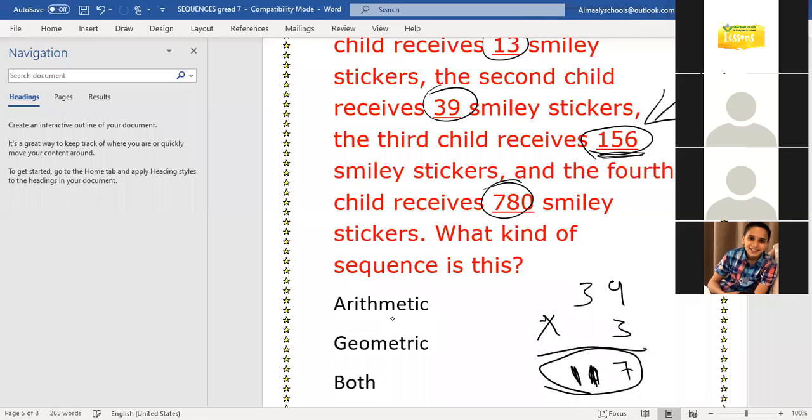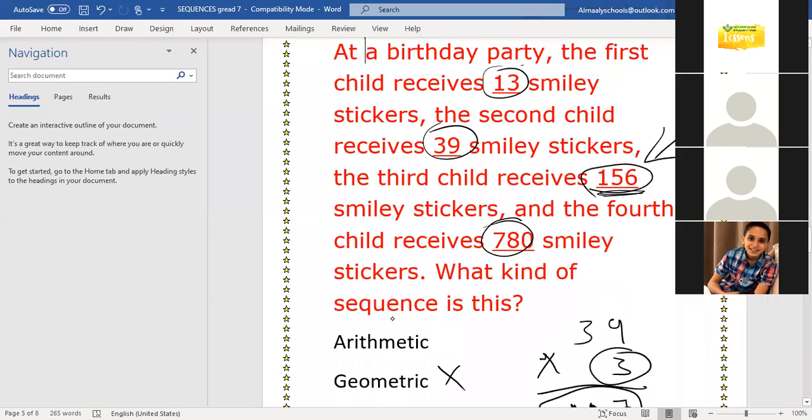So we can't say it's geometric because there is no constant ratio. We didn't multiply again by 3. Now, let's test the first choice. Maybe it's arithmetic.